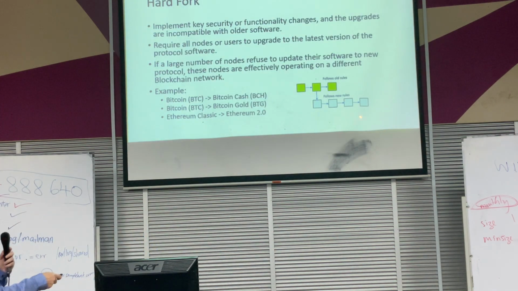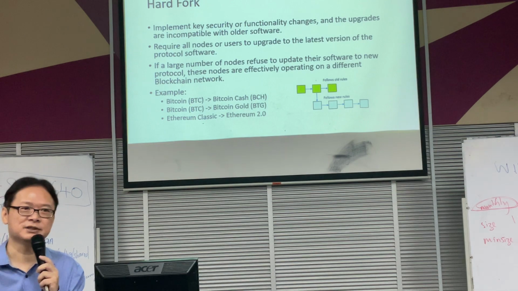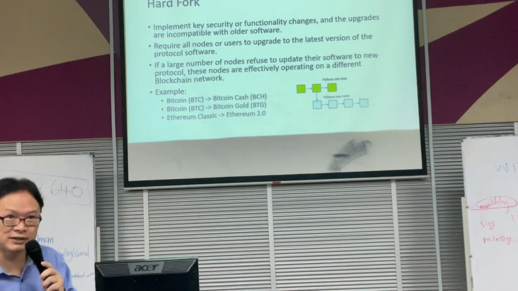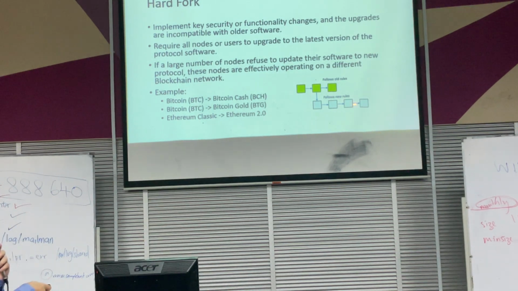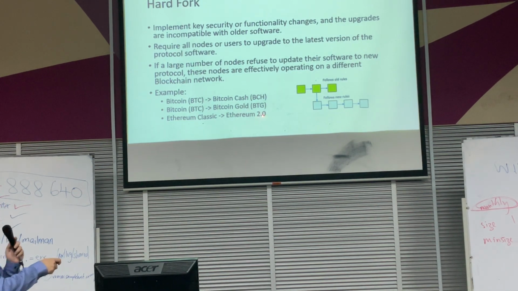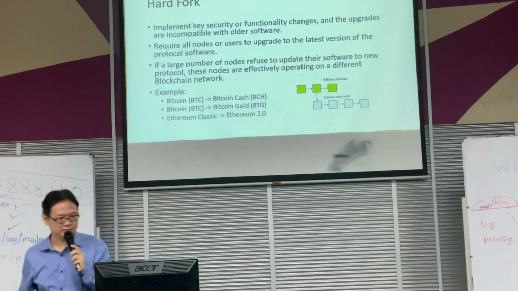If you don't want to follow, you follow the old one. This is the Bitcoin that we have. If you follow the new one, you have a bigger block size, and you call it Bitcoin Cash. But the coin that you are using is no longer the same. One is still Bitcoin, another is called Bitcoin Cash. The value is different, and people still mainly use Bitcoin. Also, Ethereum Classic and Ethereum 2.0 and so on, all these are examples of hard fork.